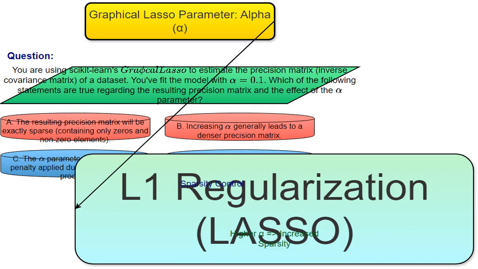We're asking about the relationship between alpha and sparsity. As we increase alpha, the precision matrix becomes sparser. What does that mean? More entries in the precision matrix become 0 or very close to 0. The strength of this regularization, the impact of alpha, directly relates to how many non-zero entries remain. The higher the alpha, the fewer the non-zero elements.